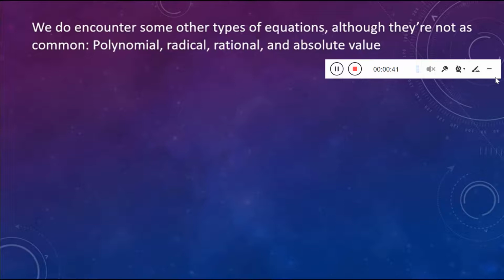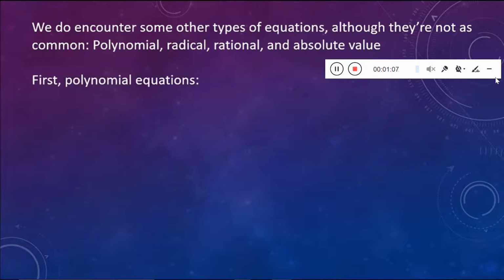Polynomial equations, these ones are actually fairly common. We'll be seeing these a good amount in this course. Then radical equations, rational equations, we're going to see a fair number of those as well, and then absolute value equations as well. But first up, polynomial equations.